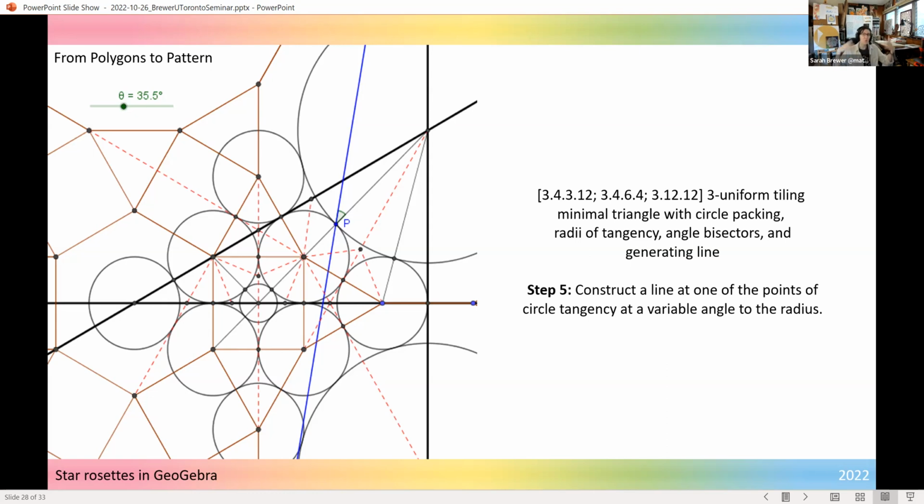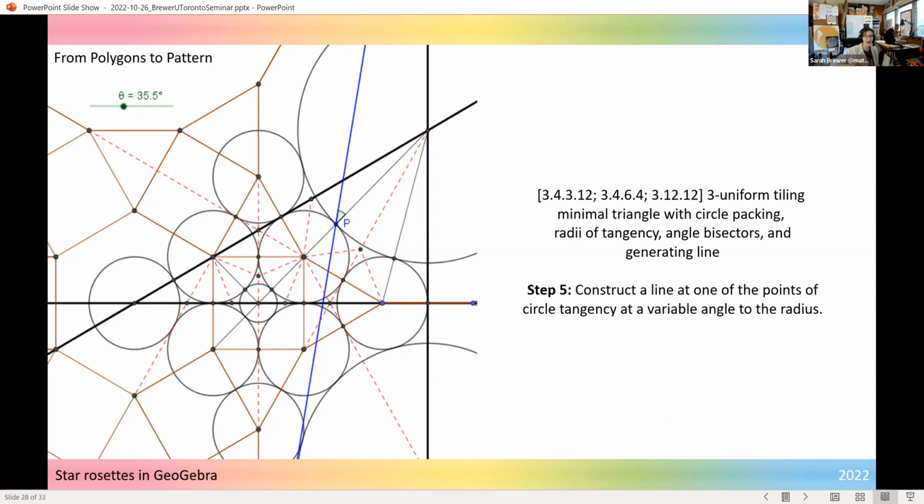Angle. And then once we have this line that's at some angle to that radius of tangency, and notice I positioned it on my dodecagon, you really can position this line at any of the points of tangency between two circles. I just sort of tend to, sorry, my cat's about to walk across my keyboard. I tend to attach it to my largest circle, just because.